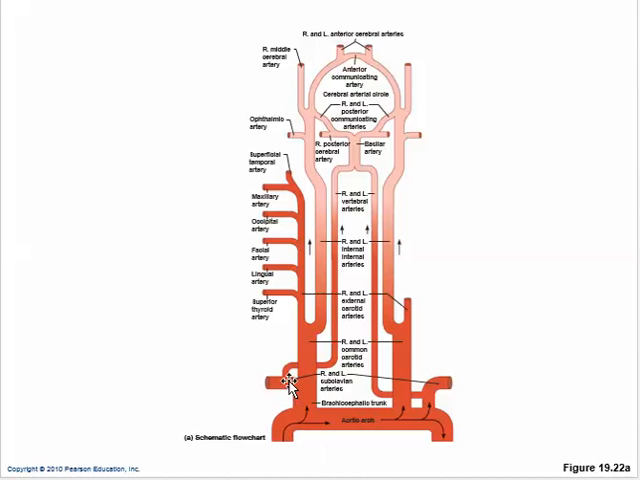Now, there's an important consideration coming here off of the subclavian. There's a branch that also supplies the brain, and it's called the vertebral artery. It passes up through the transverse foramen of the cervical spine.